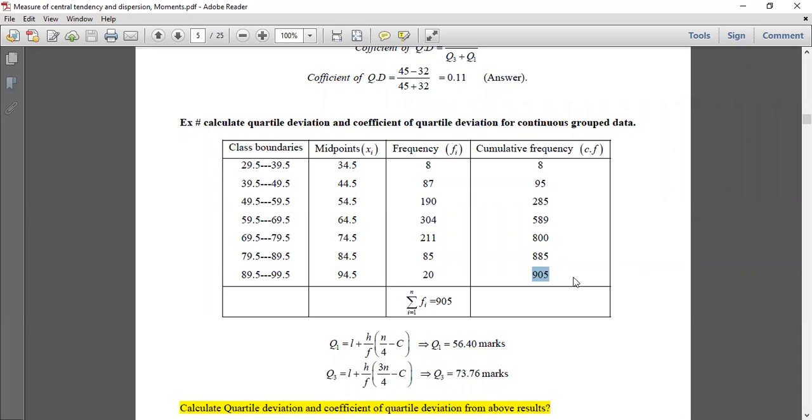Now we need to calculate the quartile here. To calculate the quartile position, we need n by 4. So divide 905 by 4. If we divide 905 by 4, what will be the value? Can anyone tell me? What will be the value of 905 divided by 4?